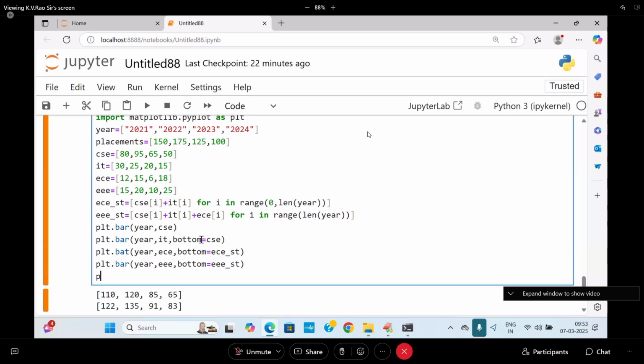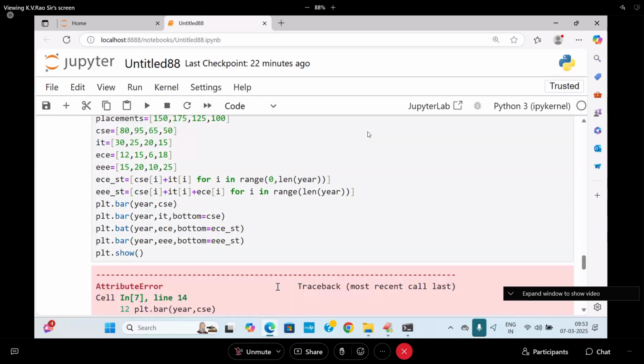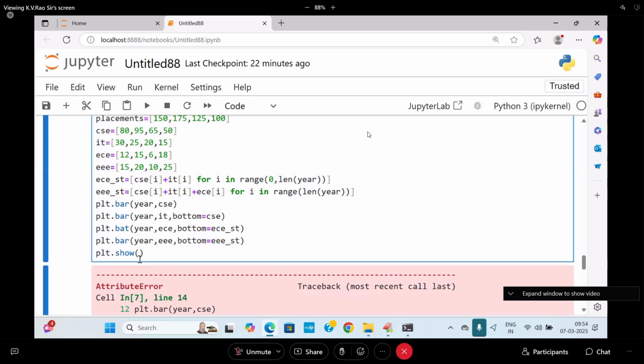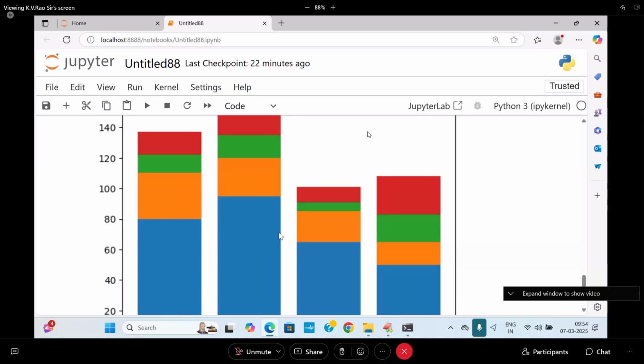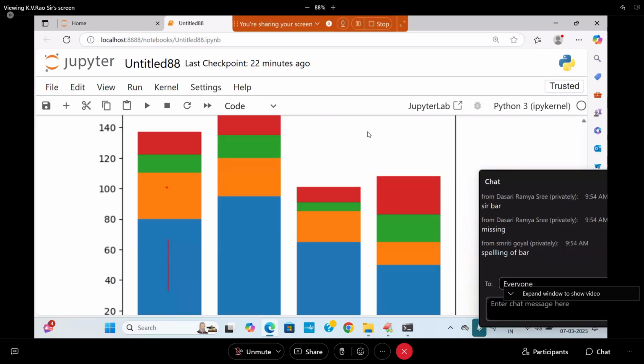I need to write plt.show. So plt.bar. Sorry, seeing that. So this is going to be CSC related. This is going to be IT related. This is going to be related to what? ECE. This is going to be called triple E.